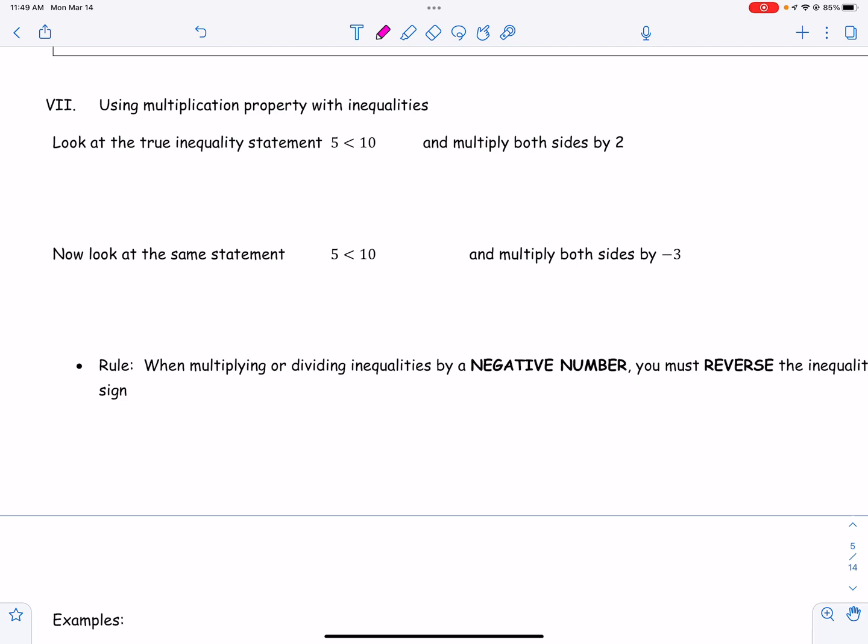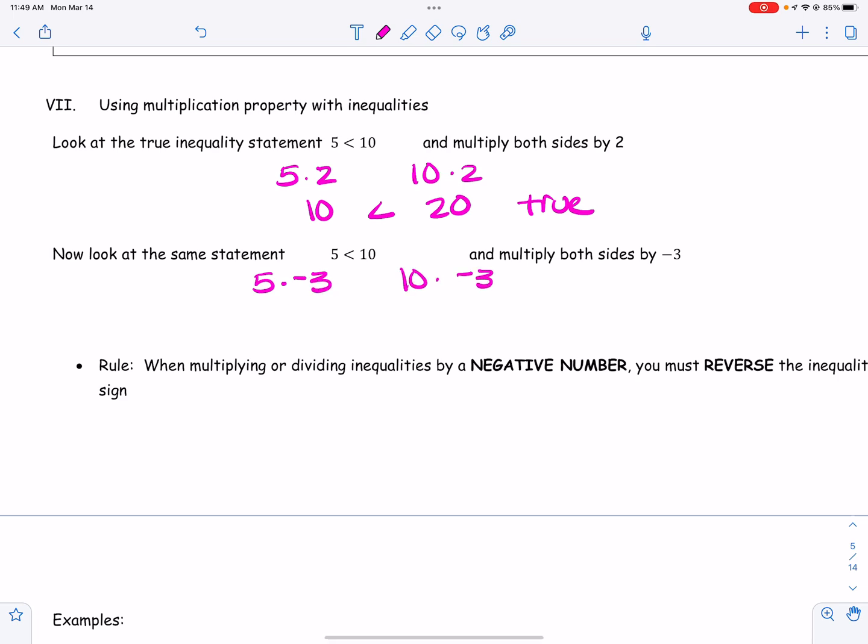Okay, now the only rule that changes with inequalities is the multiplication property or division property. And so if we look at a true statement such as 5 less than 10, and we multiply both sides by 2, we still get 10 is less than 20, which is true. However, if we multiply by a -3, 5 times -3, 10 times -3, that says -15 is less than -30, which is not true. -15 is greater than -30.